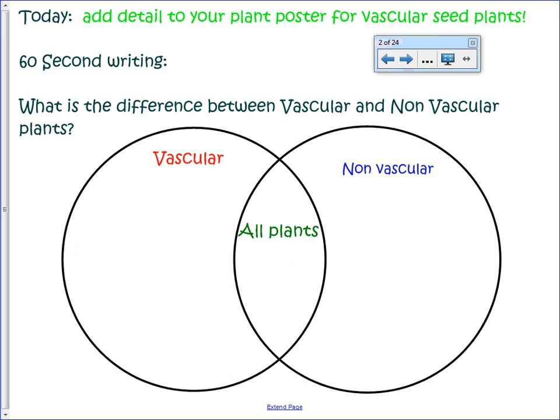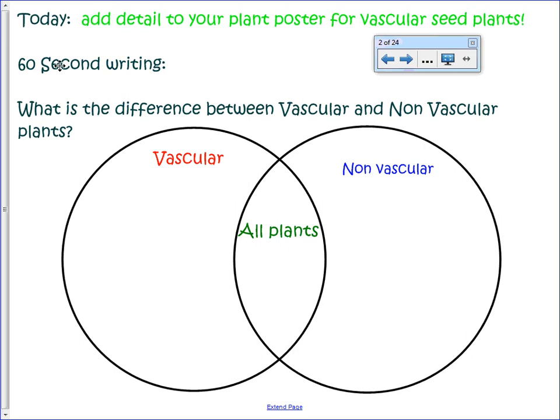Your 60-second writing, or just your do now for getting started. What's the difference between vascular and non-vascular plants? So let's just fill out this Venn diagram here, and you can just shout out answers. What should we put on this Venn diagram?